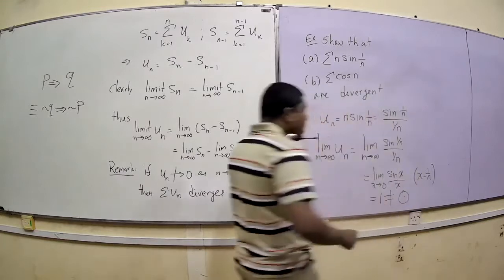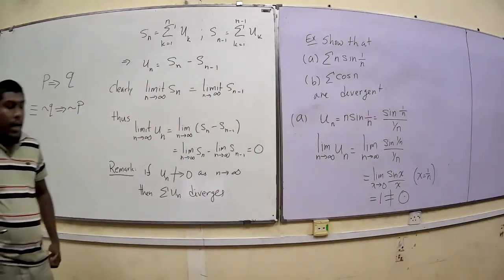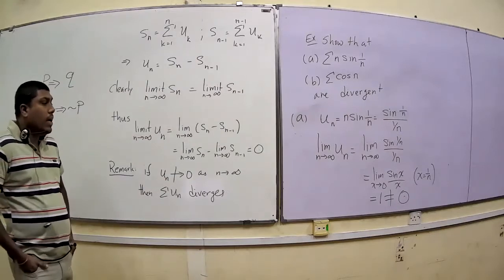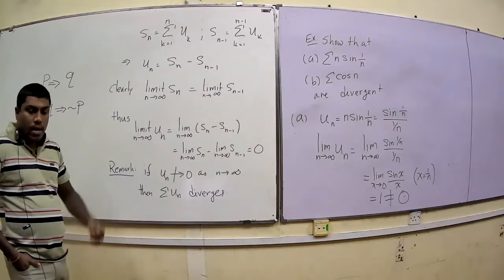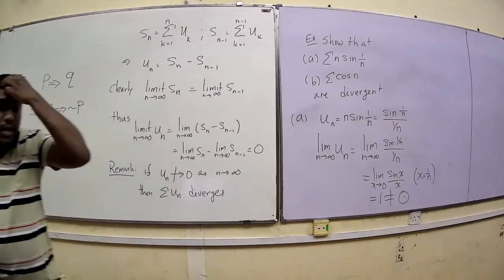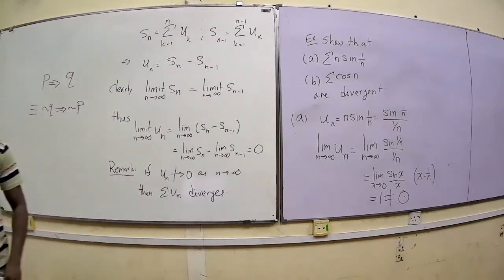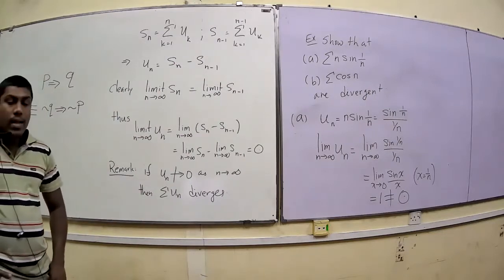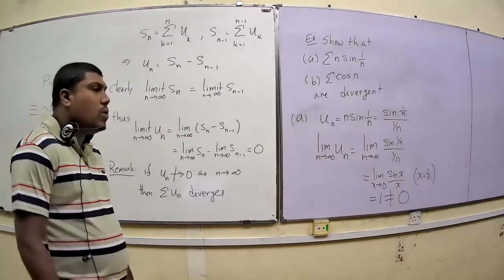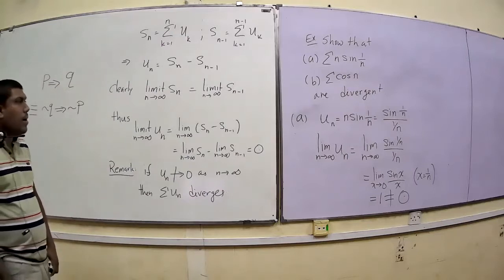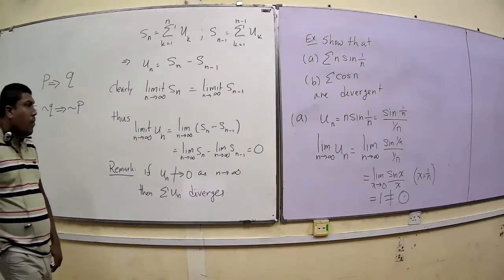And it is very obvious that it cannot be 0. So clearly, the series is divergent according to this remark. So this is one way of showing that a series is divergent, by just looking at the last term, the difference between the n and n minus 1 partial sums. So that's one way of doing it.